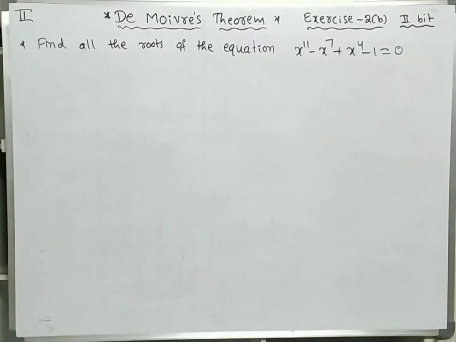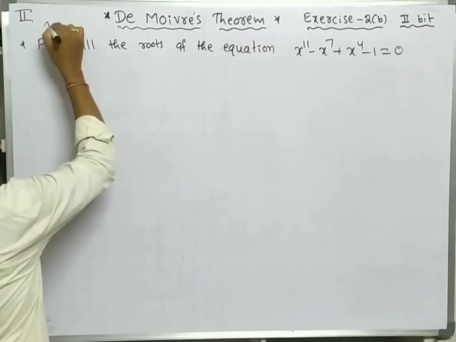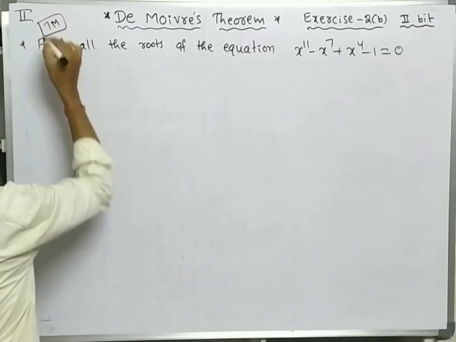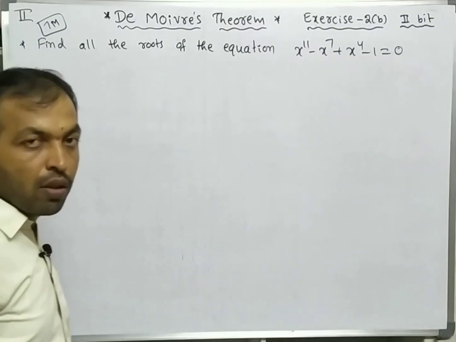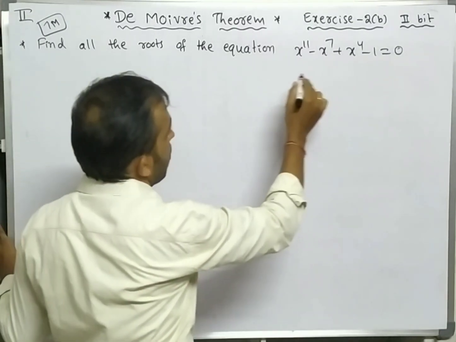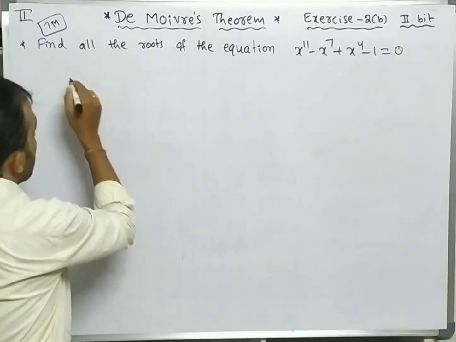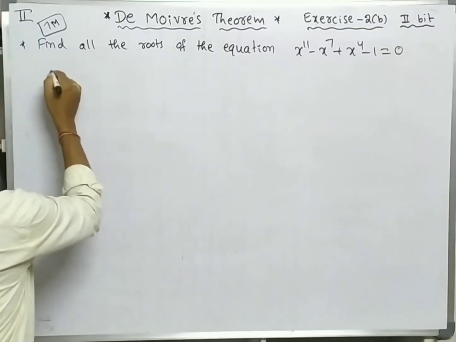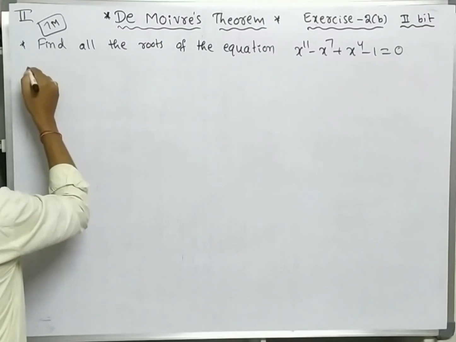Next, this is a very important problem for 7 marks. Sometimes they ask this question for 7 marks in the intermediate public examination. Find all the roots of the equation. This is similar to the previous problems. So the given equation is that one.